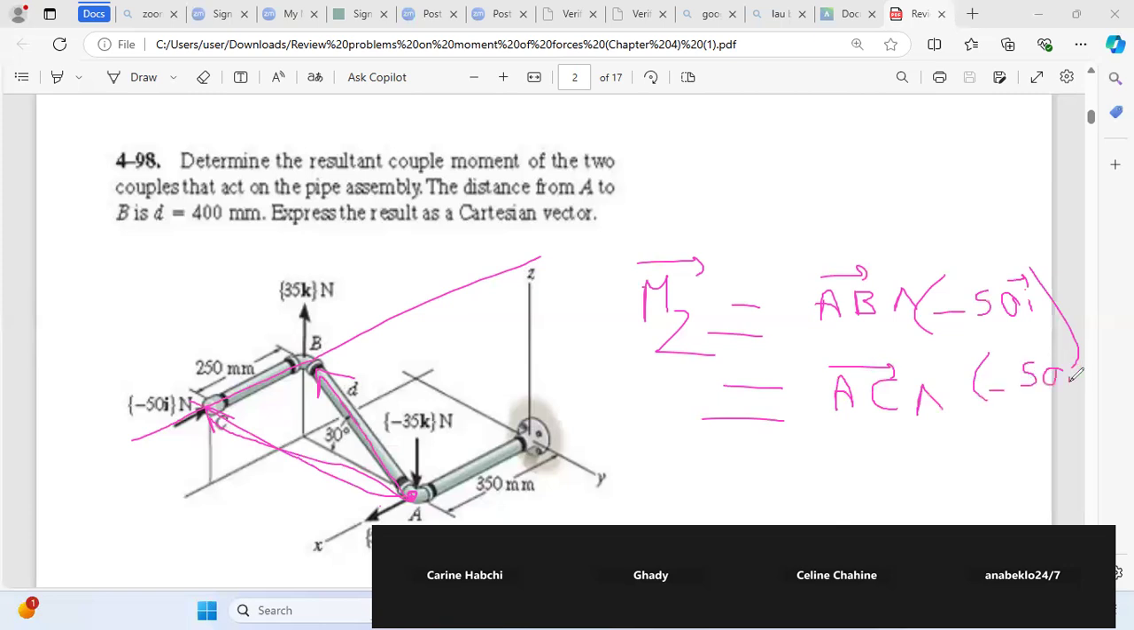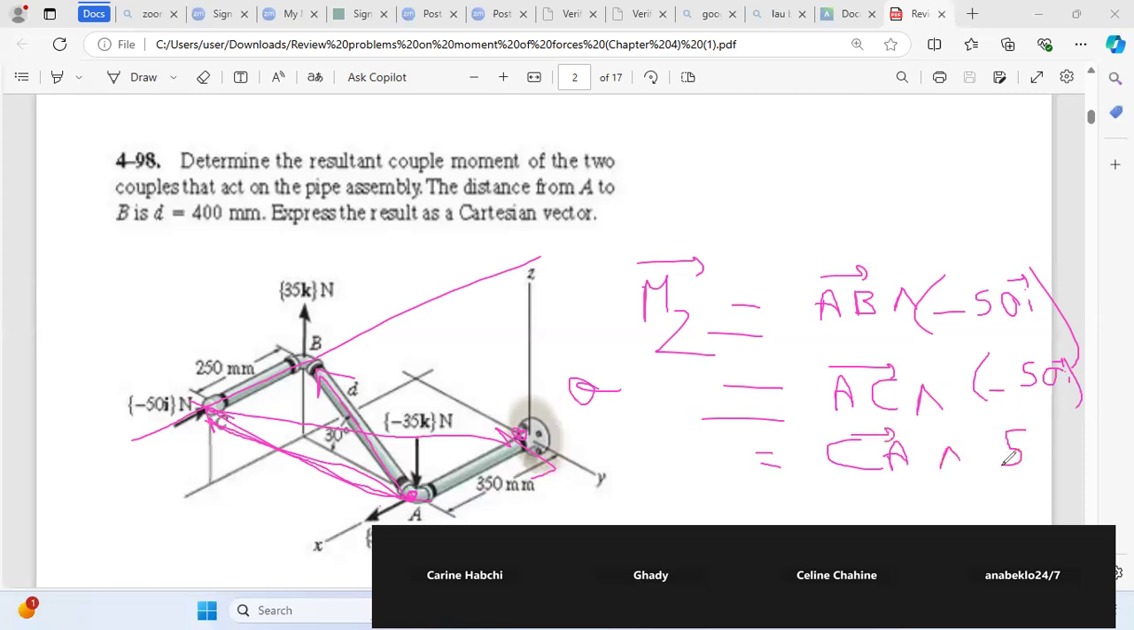If I started, for example, from C, then I go from C to A. Also, this force is passing through the origin O, so instead of CA you can also take CO vectorial 50. You have a lot of possibilities here, but try to select the easiest vector. So you can do CA vectorial 50 or CO vectorial 50.